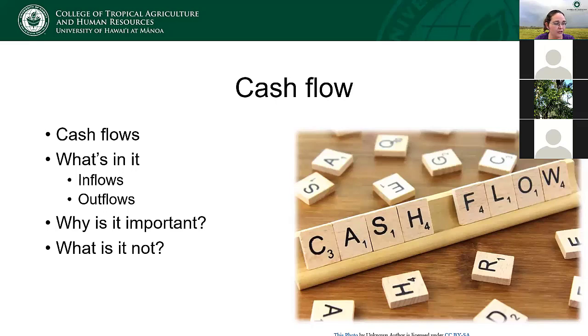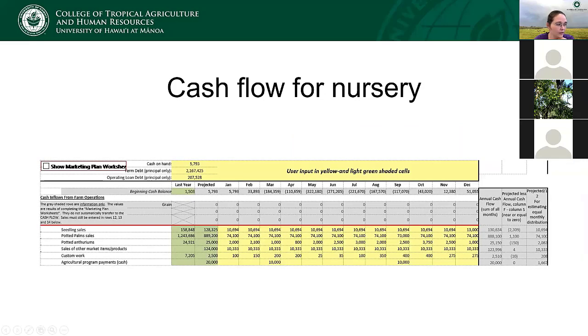The cash flow budget is not a substitute for the enterprise budget. The enterprise budget will include things like depreciation and opportunity costs, both of which are not cash items and not found on the cash flow budget. So this is just an example of a cash flow for a nursery. I pulled this one from Montana State, but I redid it specifically for a nursery. So I spent quite a bit of time updating and changing some things.